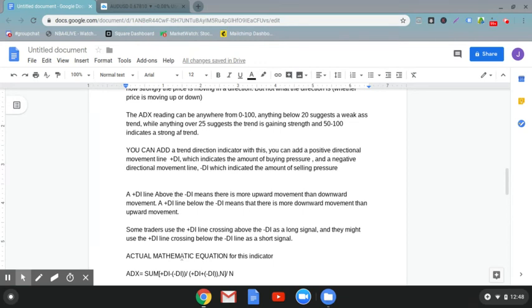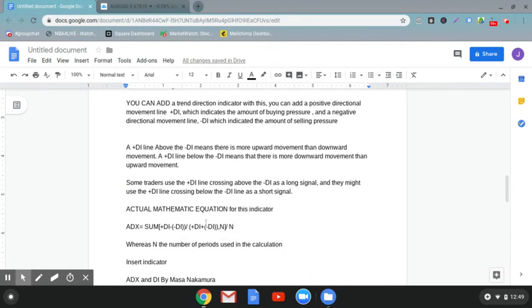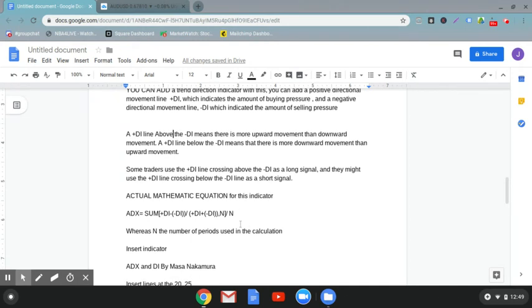But first, here's the actual mathematical equation for this indicator, okay? ADX equals the sum of plus DI minus negative DI divided by plus DI plus negative DI, over N, times N over N, where N is the number of periods used in the calculation. For the specific calculation, we will be using 14, okay?